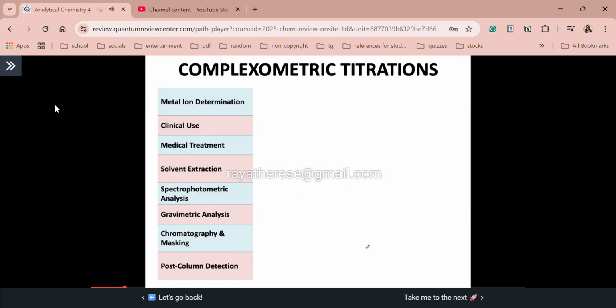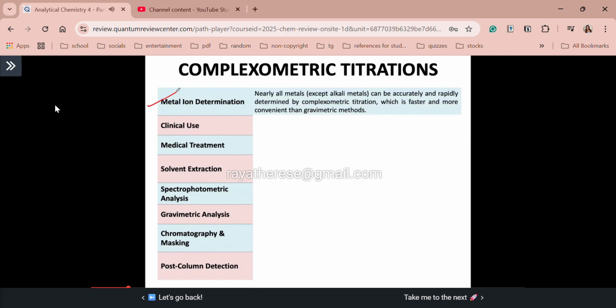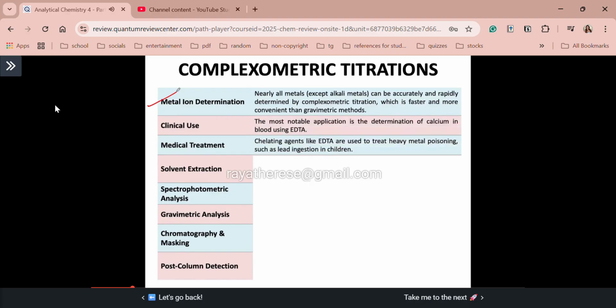And then here, let's look at some uses. Anong mga practical applications ng complexometric titration? Syempre class, number 1 na dito, ang metal ion determination. Ang mga chelating agents, ang mga complexing agents, they are used as titrants. So, ang analyte, ang mga metal ions. Okay, so nearly all metals can be accurately and rapidly determined by complexometric titration. And class, faster and more convenient than gravimetric methods. Sa Anachem 3, diba? Na medyo tedious, laborious ang gravimetric procedure. Okay? So class, kindly read na lang this other uses as your homework.